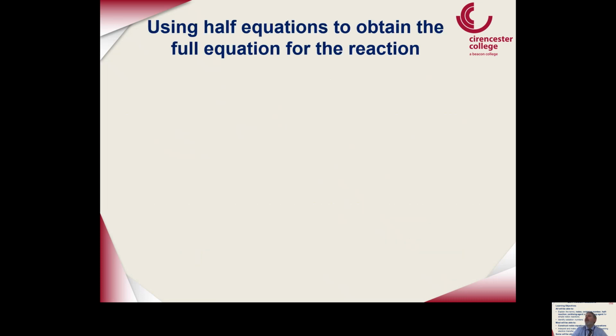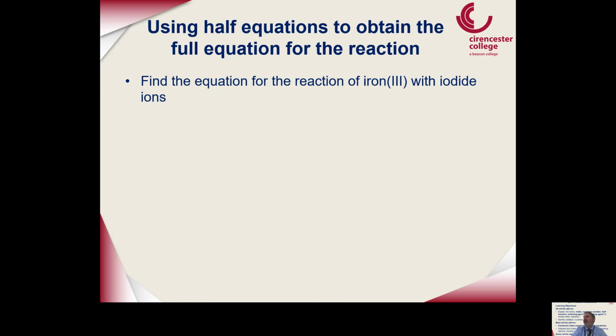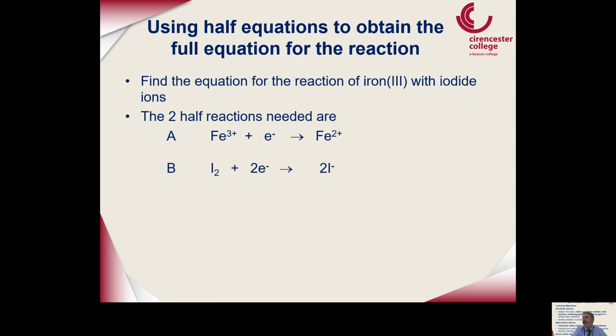Right, so now we can find the full equation for the reaction of iron 3 with iodide ions. So the two half-reactions are these. What I'm going to do is put the question up. You can stop the video and see if you can work it out yourself. You've got the number of electrons. It works exactly the same as with manganese. So stop the video, carry on when you're ready.